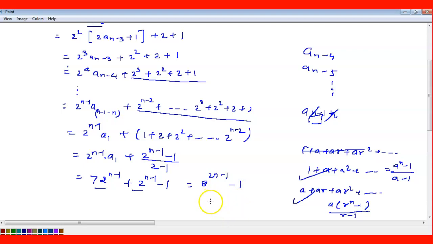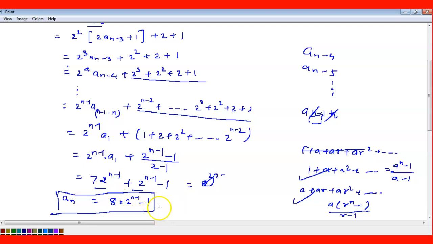Sorry, 8 into 2 to the power of n minus 1 minus 1. So this will be your an. Any doubt in this? So this is the expression for the explicit definition.